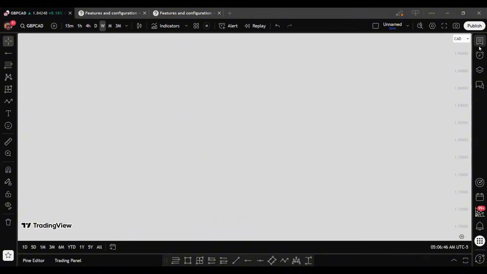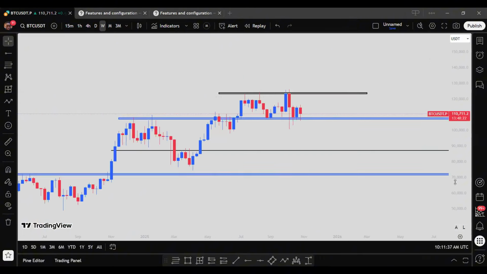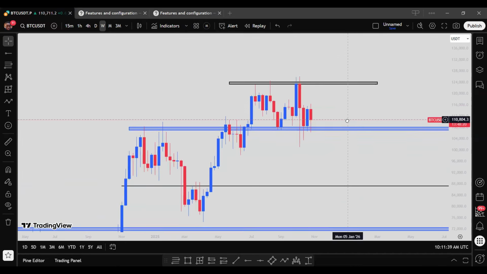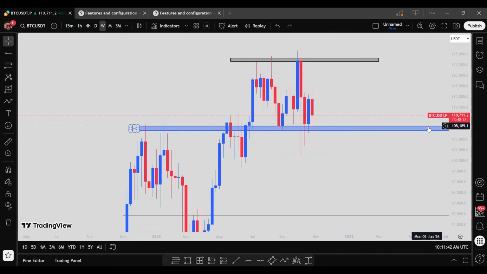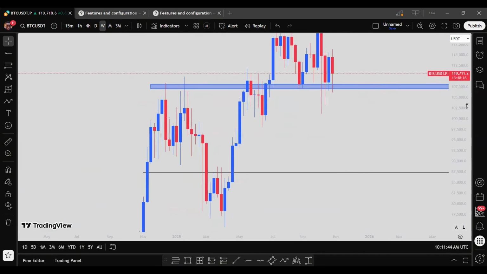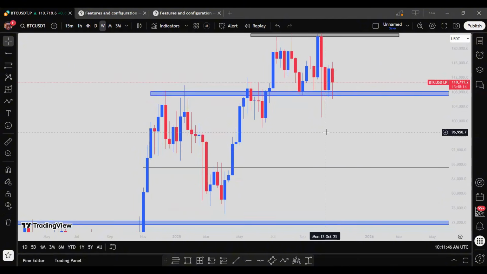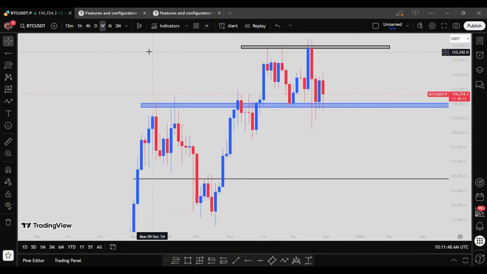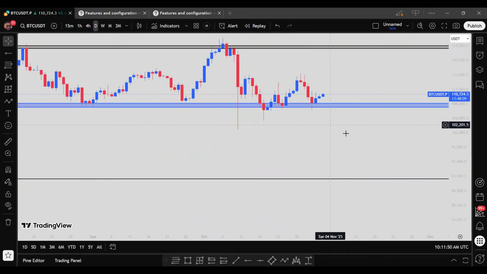Okay, so now that we are done with GBPCAD, now let's look at Bitcoin. Let's look at how price was moving. The direction of the market still remains very bullish, and I've been trying to get into a buy trade on Bitcoin, but I keep getting stopped out.